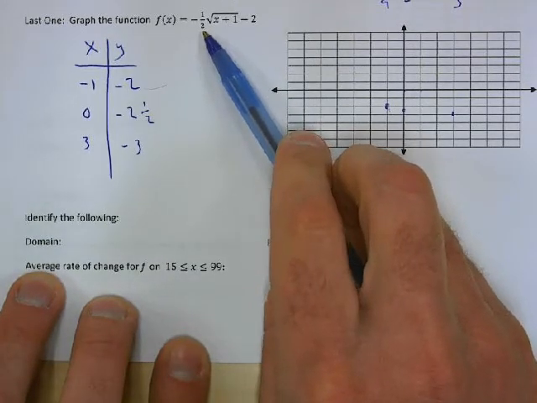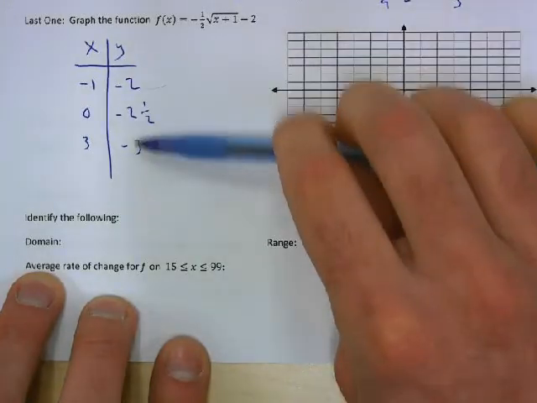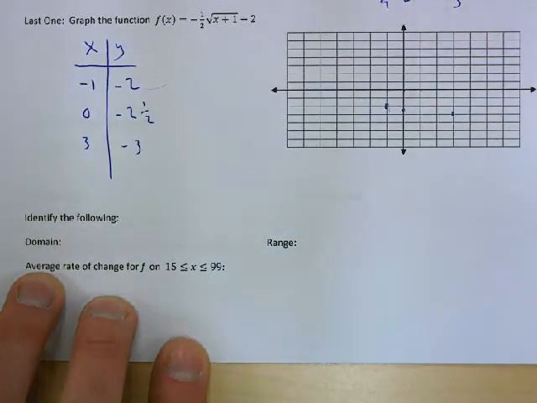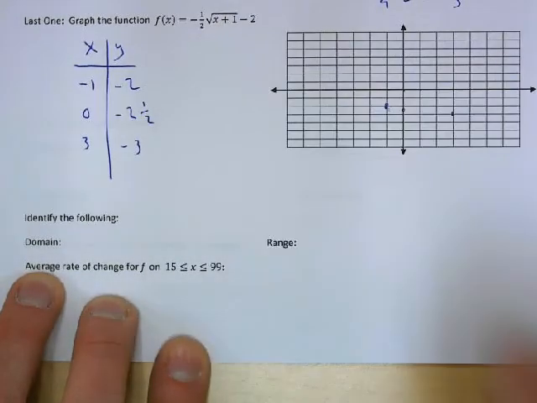So if this was a negative 2 in front, then my y's would be going down by 2. But since it's negative 1/2, they're going down by 1/2 each time. All right, let's do one more.